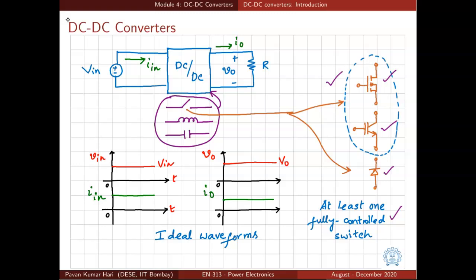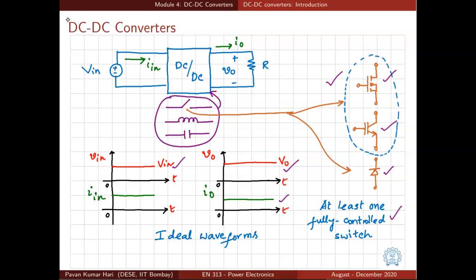And when we imagine a DC to DC converter, our input voltage is anyway constant, which is given. So we should produce an output voltage which is ideally like this, like a straight line. The variation of output voltage with time should be constant ideally. And of course, the output current will also be constant, because in a DC circuit, the load that you have is only a resistor.